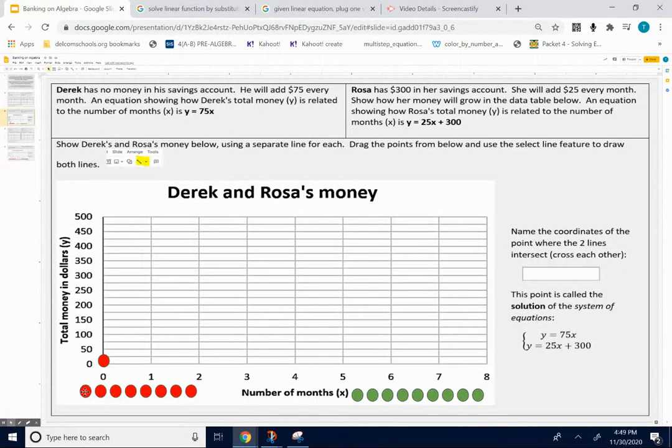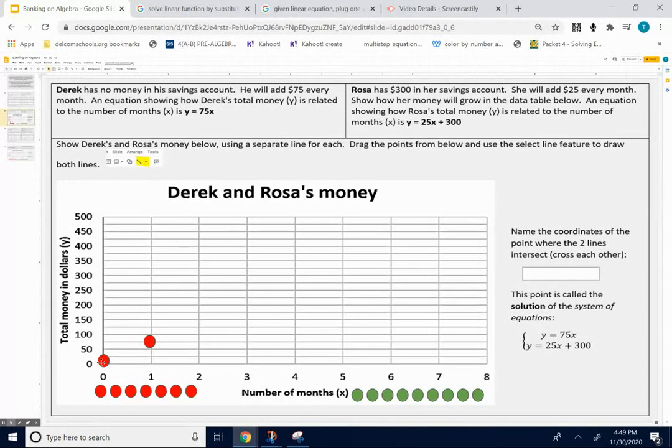I could have used the data from my data table. Month one would be $75. And notice the y-axis is counting by 25s, so that's going up 3 spaces. I could go back to the data table, but you know what I'm going to do? I'm going up $75 over a month. So I'm going up 3 spaces of 25 over 1 month, because that's my slope.